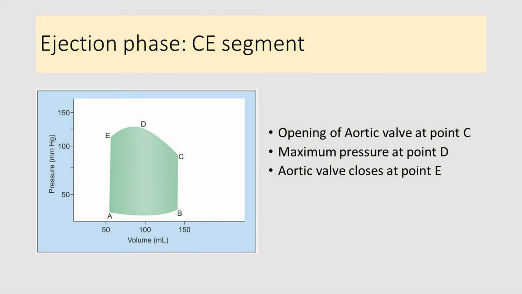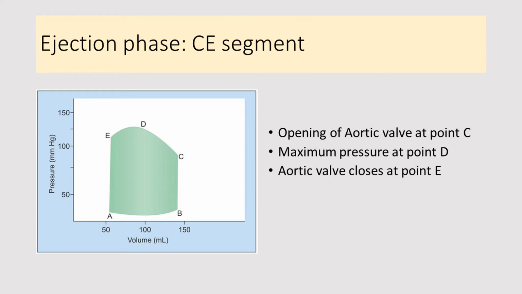This maximum pressure is observed because of the ejection of the blood as well as simultaneous contraction of the ventricular musculature. It is followed by a gradual decline in the pressure inside the ventricle because of the decrease in the volume as well as relaxation of the ventricular musculature.